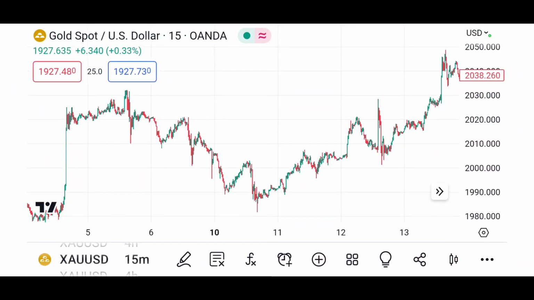All right, so this is gold on the 15 minutes time frame. We're going to be looking at the practical aspect of market structure using gold as a case study.